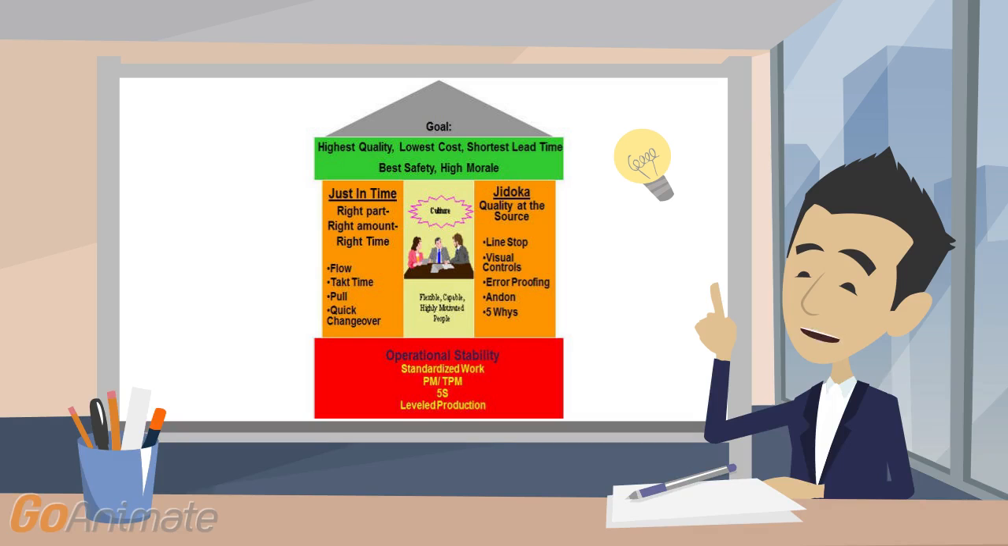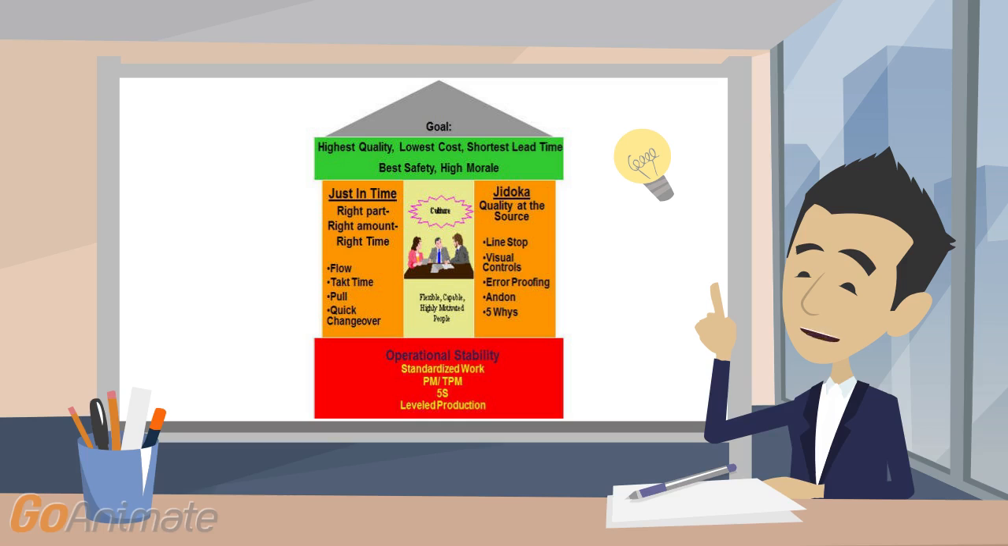The goal of Lean, or the Toyota production system, is to create the highest quality products at the lowest cost with the shortest lead time to the customer, while creating a safe work environment with high employee morale. These goals are upheld by 2 pillars. The first pillar is just in time, which means providing the next downstream customer with what they need in the quantity that they need it at the point in time in which they need it. We use several tools and principles to achieve just in time.